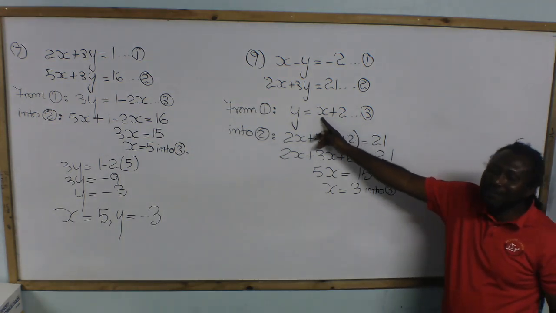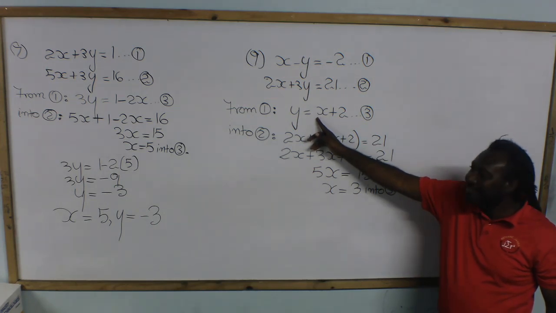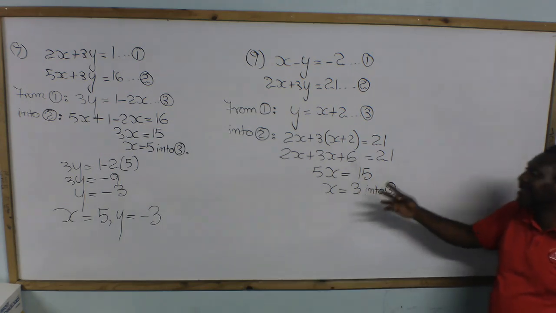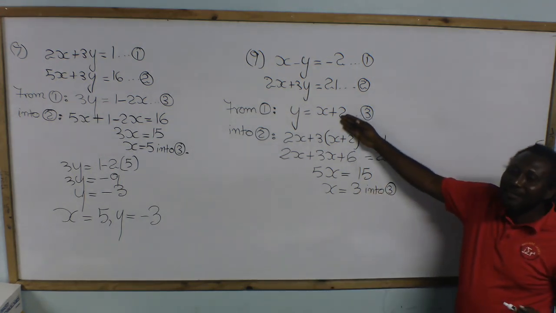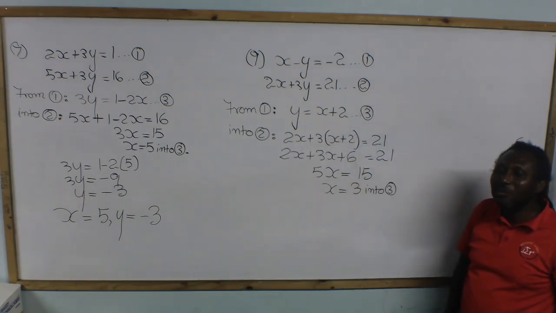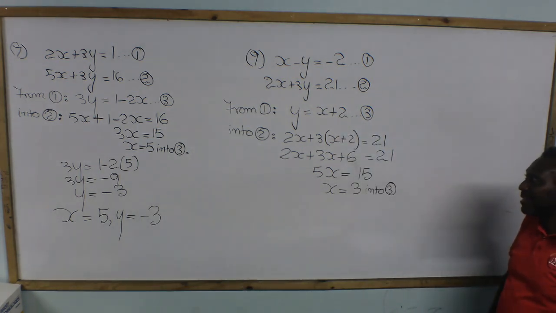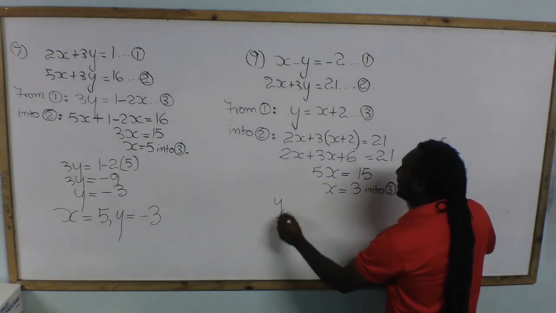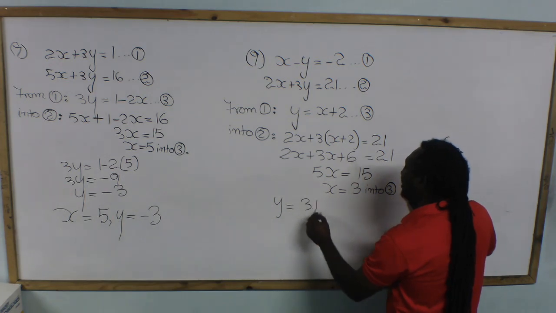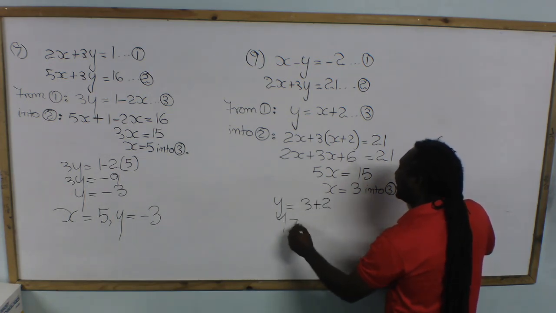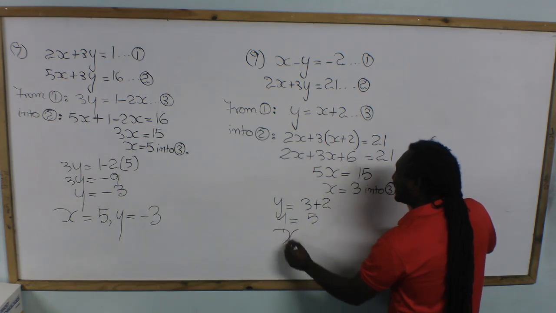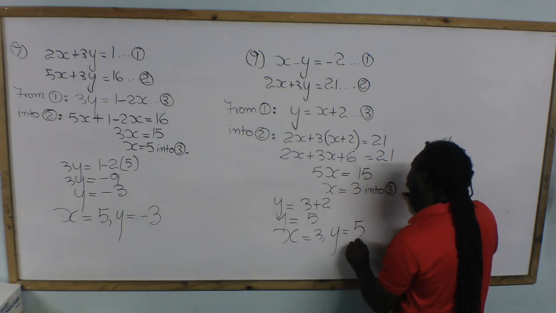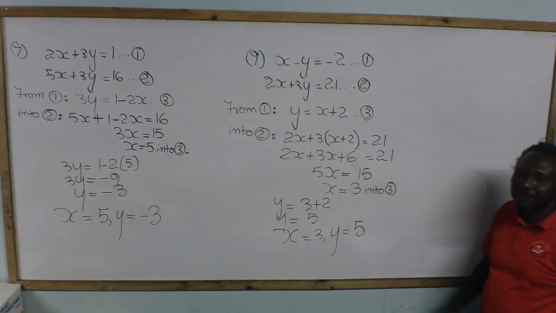3. Just put 3 here and see what y is equal to. Y is equal to 5. As easy as that. And that is how efficient it is making use of what we call the substitution equation, or you may call it equation 3. So we have y is equal to 3 plus 2. So y is equal to 5. X is equal to 3, while y is equal to 5.